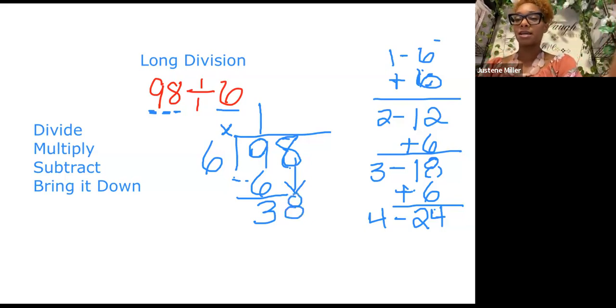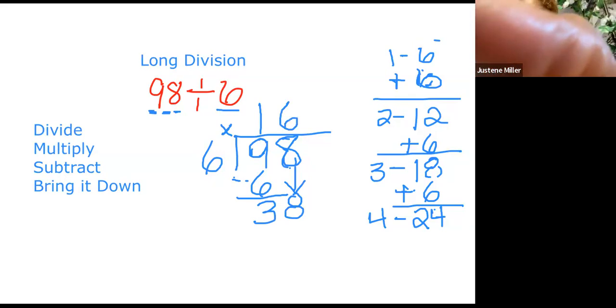All right, and now we start the process again. Divide. How many groups of 6 are in 38? Well, if I use my finger rules, 6, 12, 18, 24, 30, 36. Well, that is 6 groups of 6. So I'm going to put the 6 at the top, divide, multiply. 6 times 6 is 36.